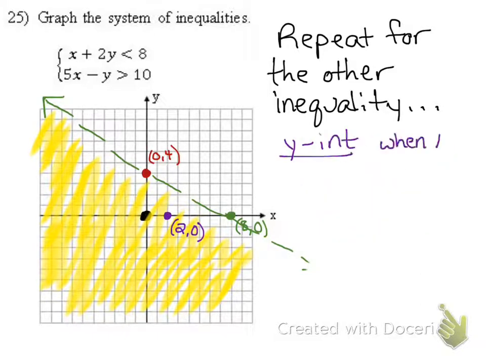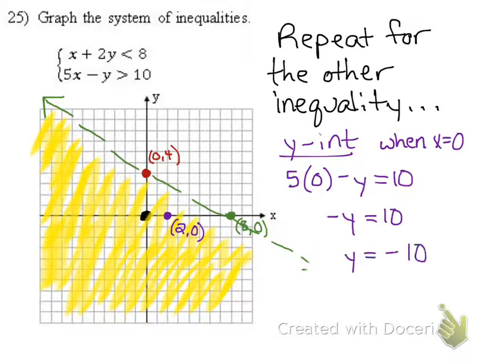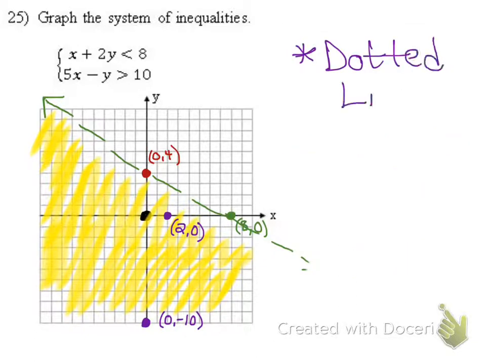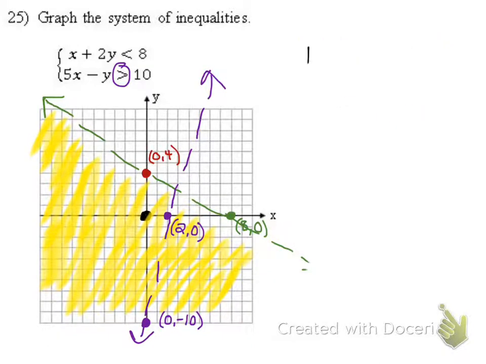Now I'll find the y-intercept, where we plug in 0 for x. That gives us a result of negative 10. And so on the y-axis, I'm going to put a point where negative 10 would be. Now I need to figure out what type of line. This is going to be a dotted line, since again there's no line underneath the inequality symbol.